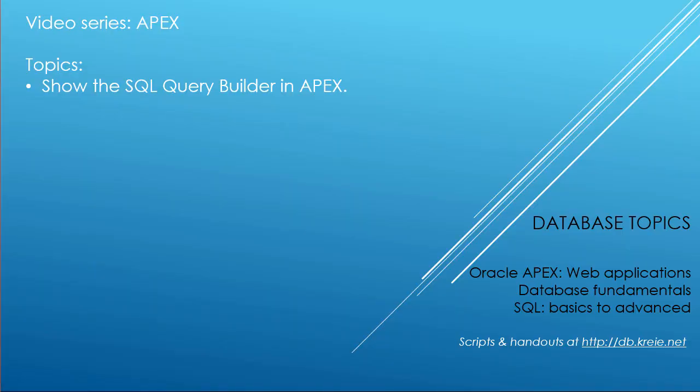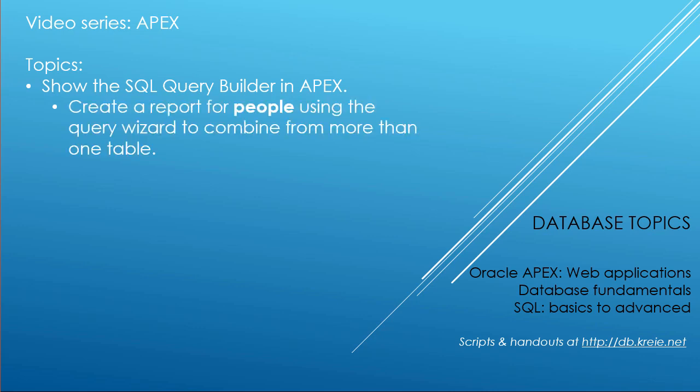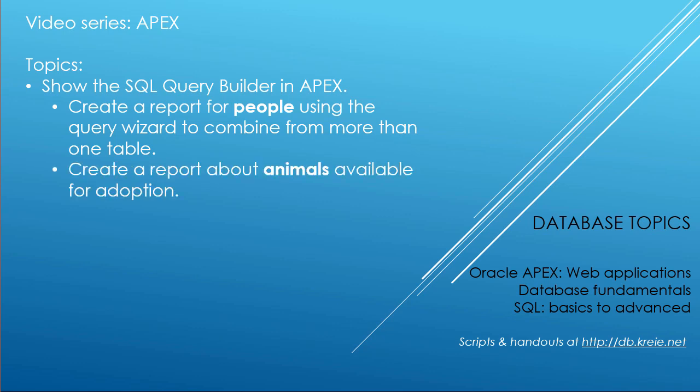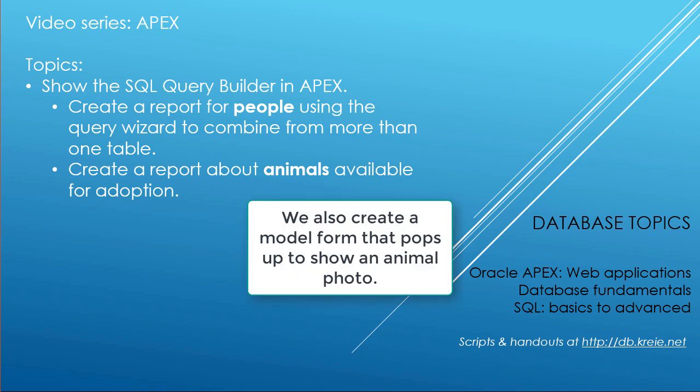In this video, we're going to use the Query Builder feature in APEX and have it help us create a report that combines information from more than one table. We'll create a report about people, and we won't show all the columns in all the tables, but we will use more than one table in the report. We'll also create a report about animals.